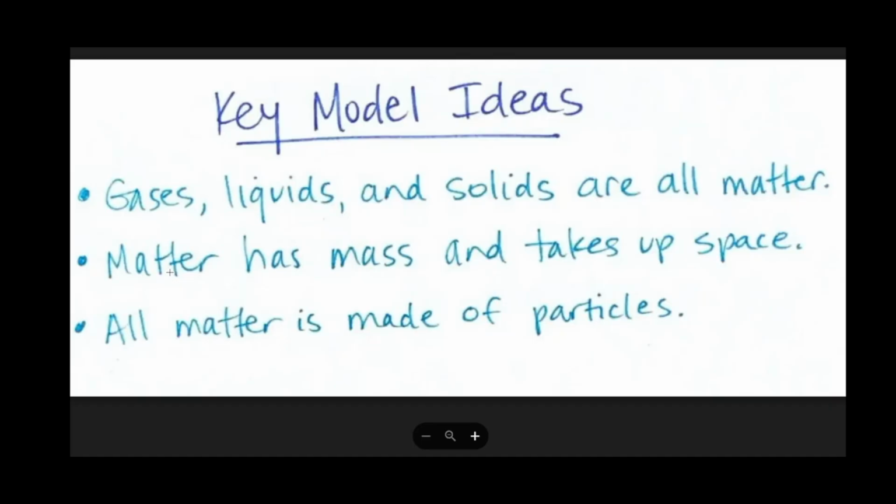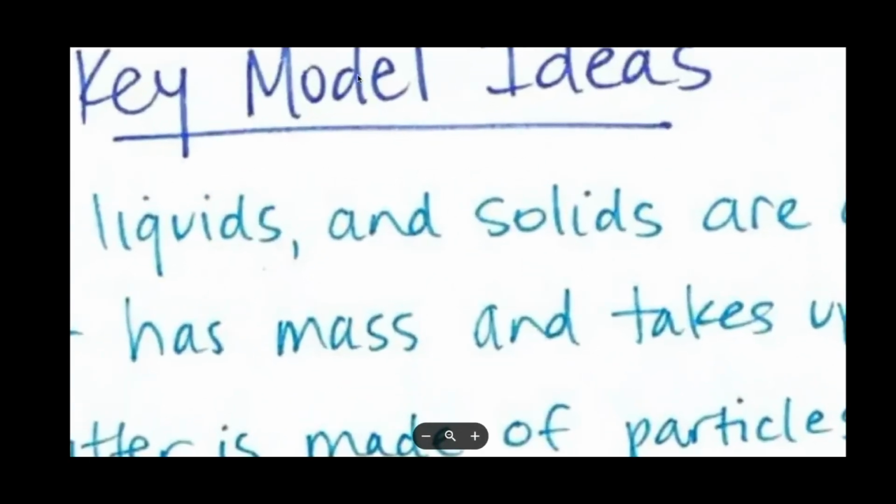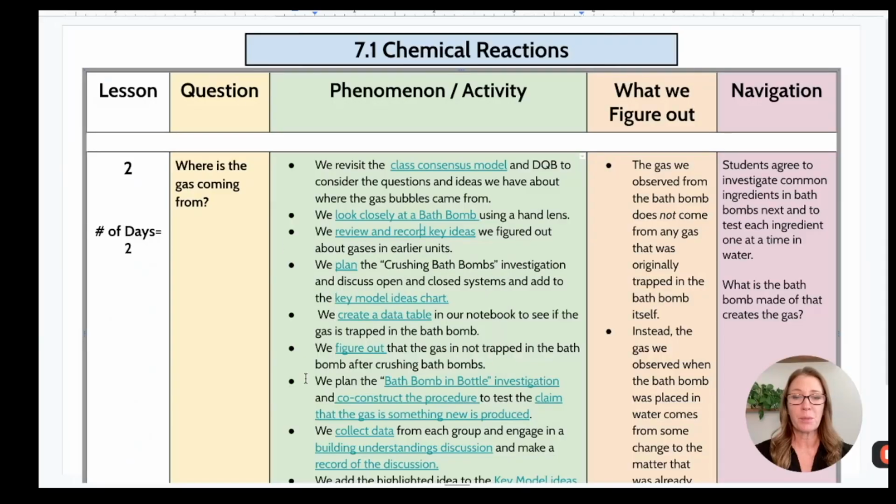And that matter has a mass and it takes up space, and matter is made of particles. So these are what we call key model ideas. Now, they should come in with all of these ideas. And if not, this is your opportunity to build them. Now, these key model ideas are going to come back over and over again. So don't forget what we just talked about.